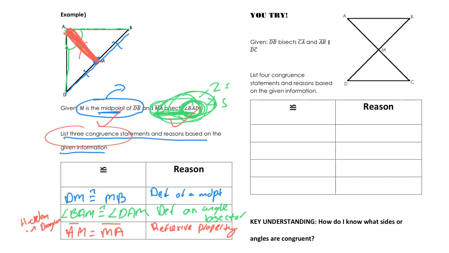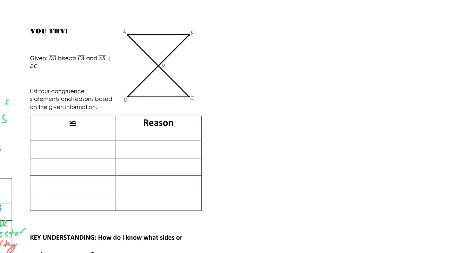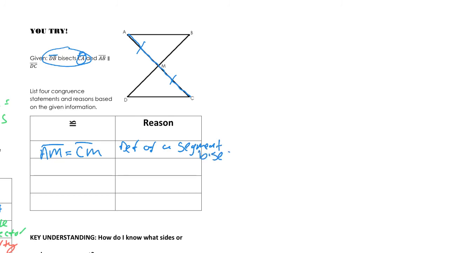So now try some congruent statements on the U-try, and then I'll show you the answers. So make sure you're using those givens again. DB bisects CA. And I see the little line segment symbol above them. So I'm talking about segment bisectors. So DB cuts in half CA. So CA is cut in half. That means AM equals MC. And my definition, segment bisector. I'm not cutting an angle in half. I'm cutting a line segment in half.